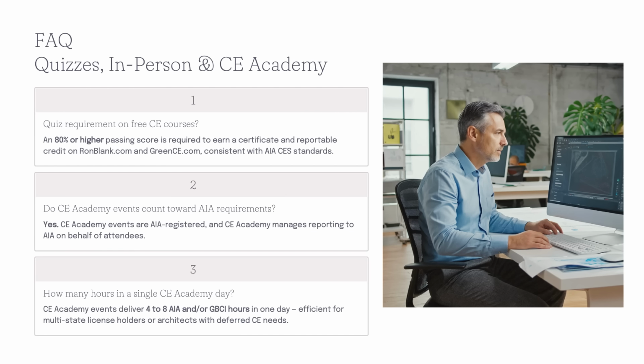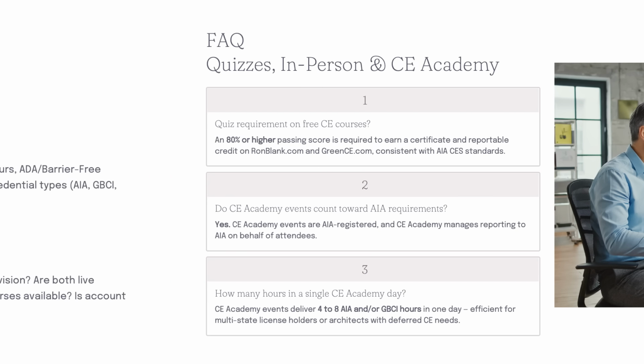How many CE hours can I earn in a single day through CE Academy events? CE Academy events deliver 4 to 8 AIA and/or GBCI hours in one day, efficient for multi-state license holders or architects with deferred CE needs.